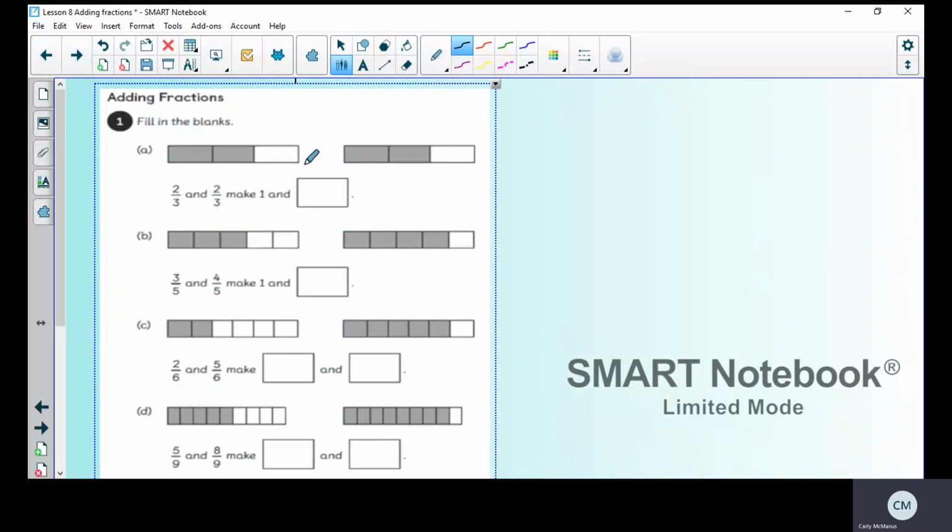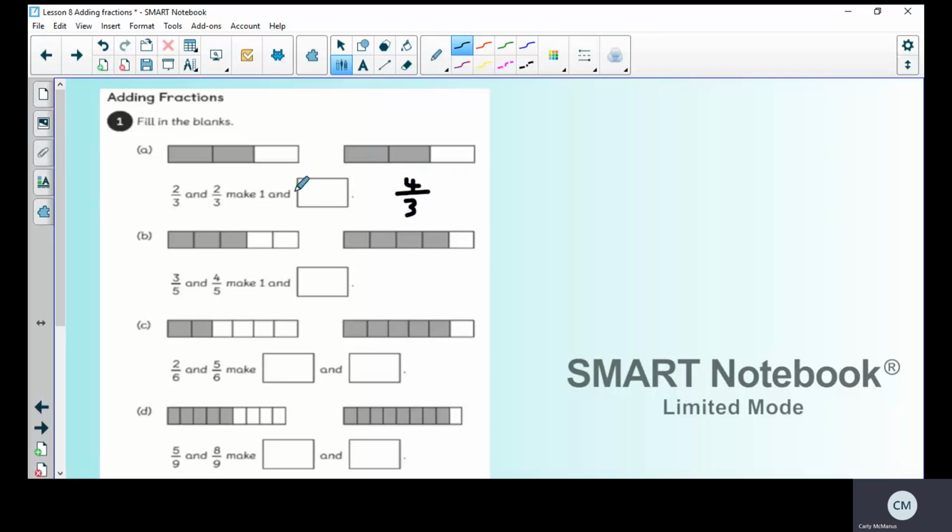Okay, this is your activity today. So you've got pictures and you're just adding the fractions. So here, look, you've got 2/3 and 2/3. Make one whole and what fraction? So I want you to add the 2 and the 2 together. That will give you 4. I'll do this one with you. And you know the denominator is 3 because it stays the same. So you can do that at the side like that.